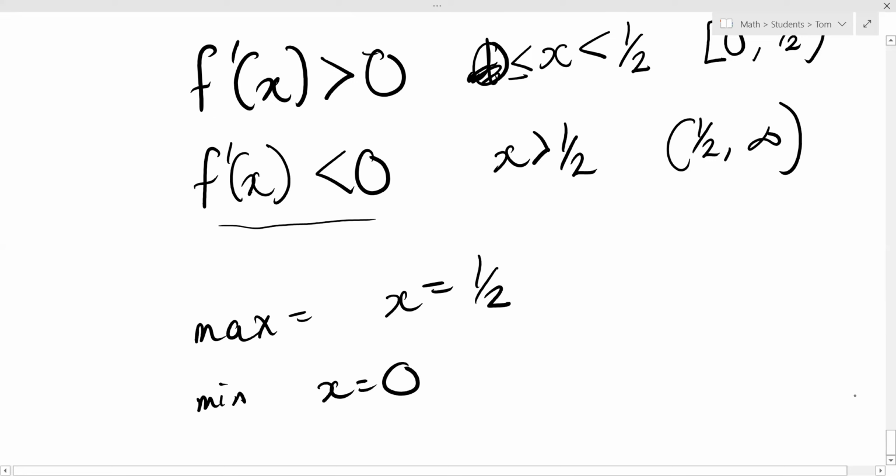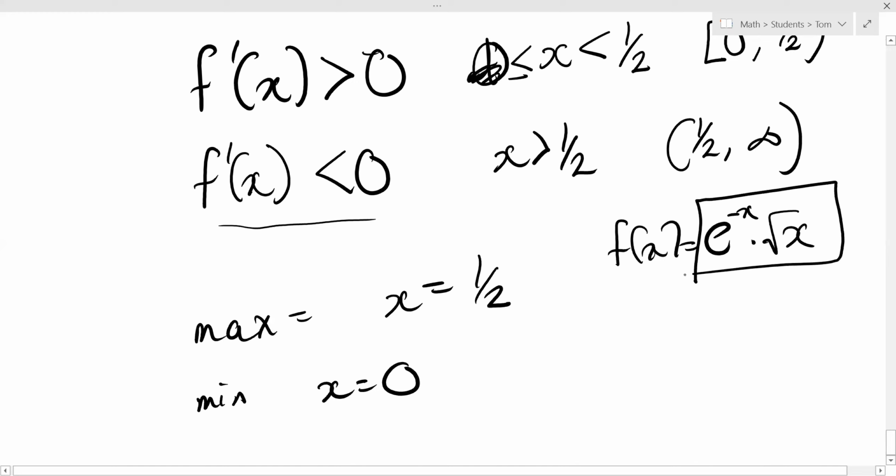Why? Because f of x is equal to e to the power of negative x times the square root of x. This is always a positive function, so it can never reach 0 again. We have an asymptote at 0. It starts from 0, goes up, then goes like this. The lowest value was the beginning at 0. The highest value was here at x equals half, and then it keeps going down, closer to 0, but never actually hits 0 again.